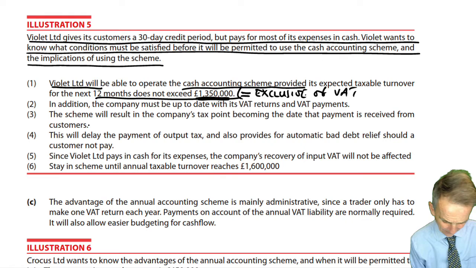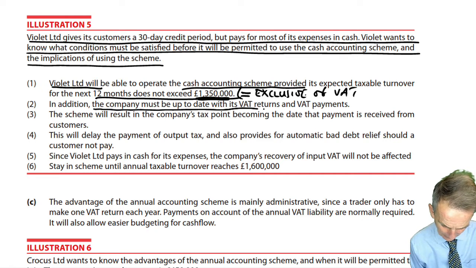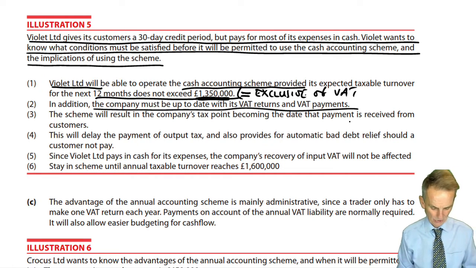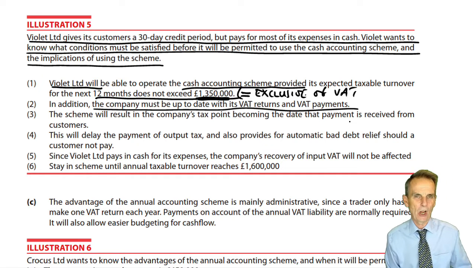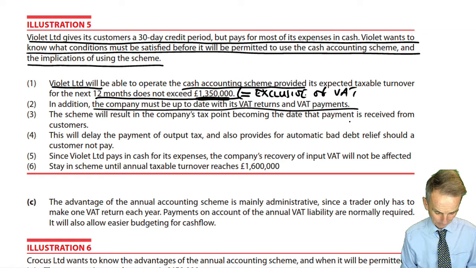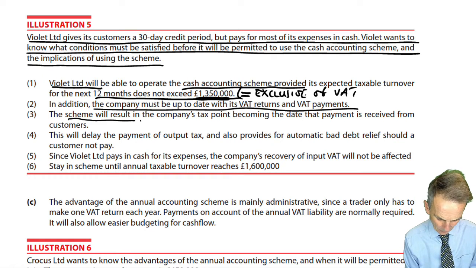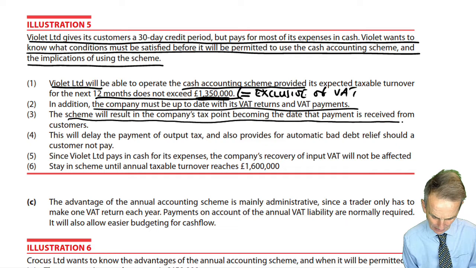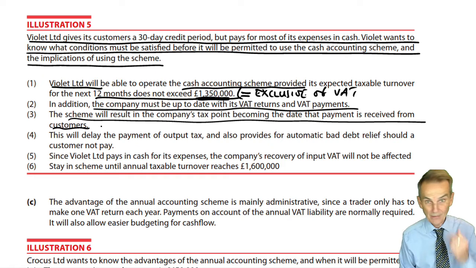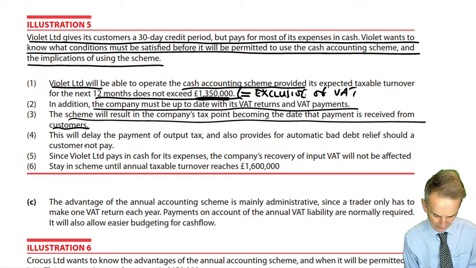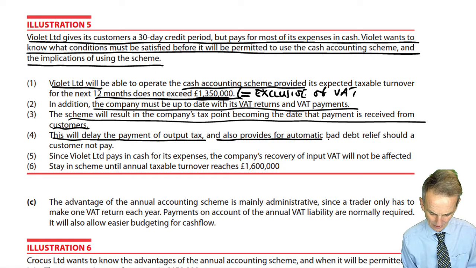But you can only do that if the company is up to date with its VAT returns and VAT payments. We must be up to date. We show that we're a good business as regards our interaction with HMRC. The scheme, as we say, will result in the company's tax point becoming the date that payment is received from customers in relation to our sales, rather than when the invoice for the sale was issued. This will, of course, delay the payment of the output tax, and as we've said, provide automatic bad debt relief should a customer sadly not pay at all.